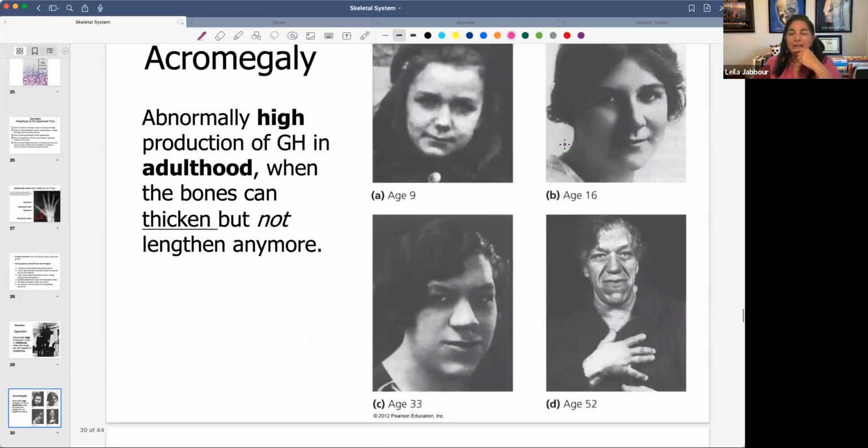You can see that in the different pictures of this patient, a woman. The features of her face and hands are what was most affected. You have thickening of the bones.